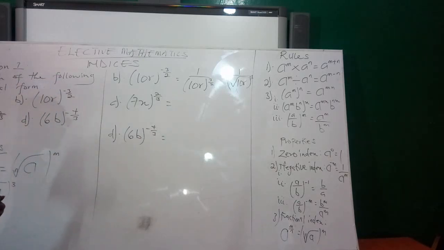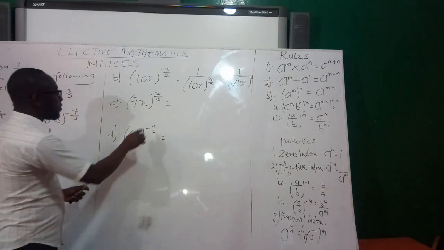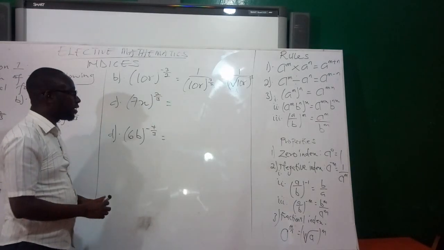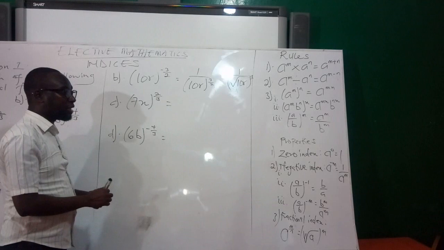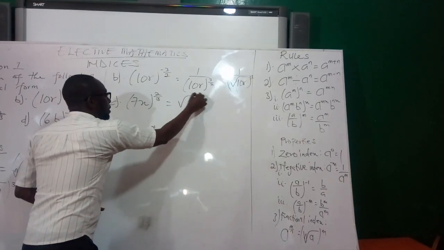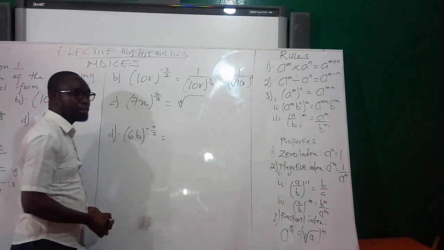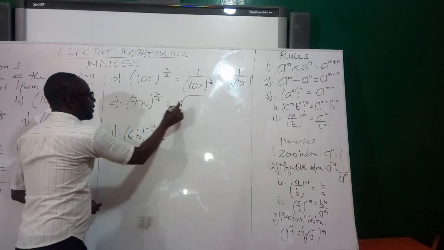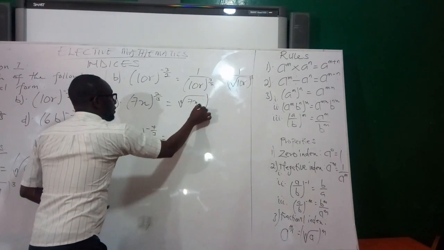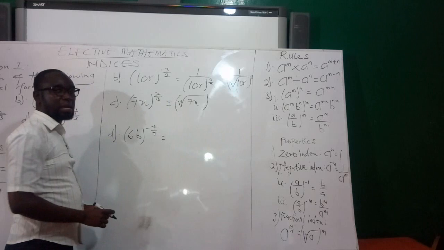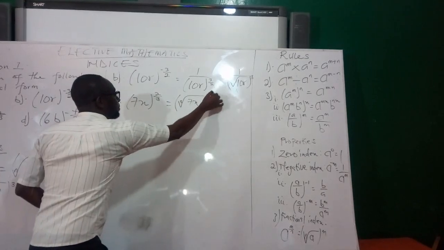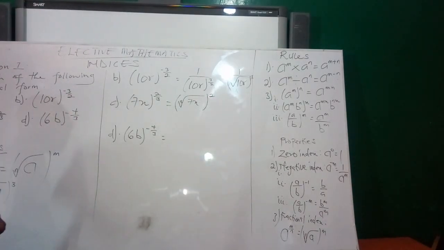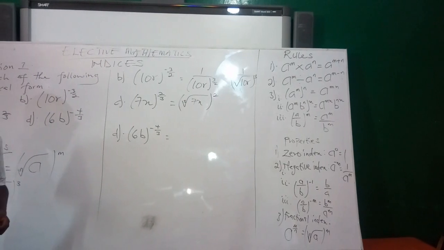Okay, so now let's compare answers. So now we have this as a fractional index. The 3 is our denominator, so it means that this is the same as the cube root. So we bring the 3 inside. Now this becomes our radicand, which is 7x. Now this 2 is our exponent, so we bring the 2 here. I hope you had this answer.